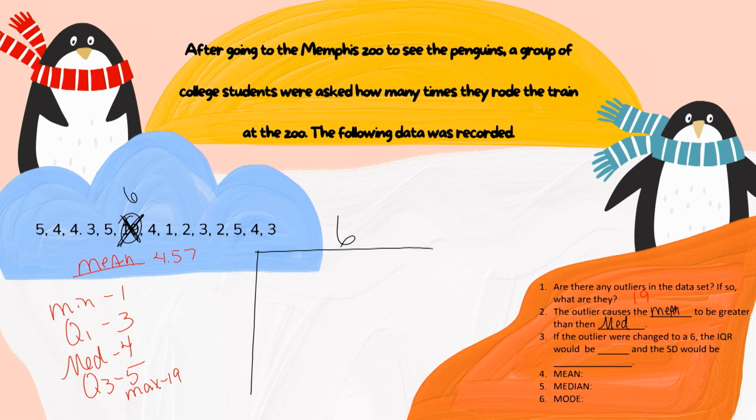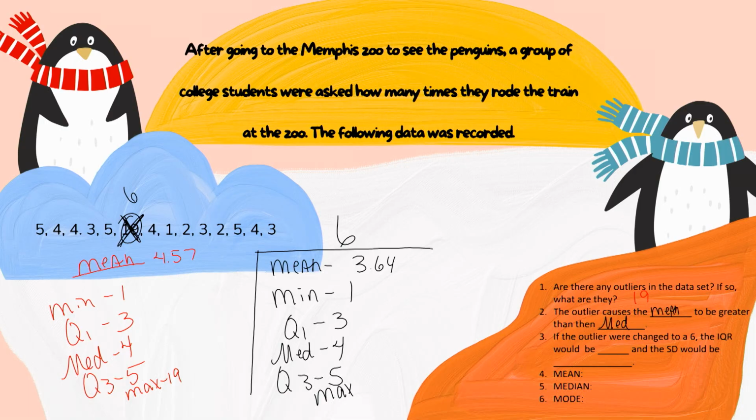Okay, now that you've replaced that number, I have my new mean as 3.64. Obviously, my minimum is still 1. My Q1 is 3. My median is 4. My Q3 is 5. My maximum is 6. So what happens to that interquartile range? Let's see, 4 minus, nope, not 4, excuse me, 5 minus 3 is 2. So that interquartile range stays the same.